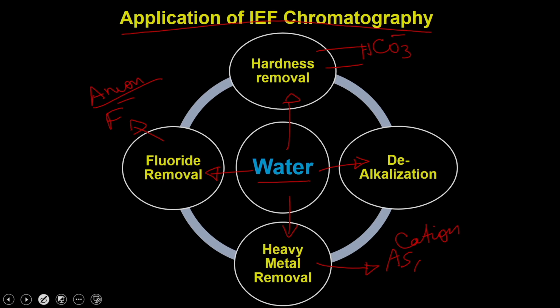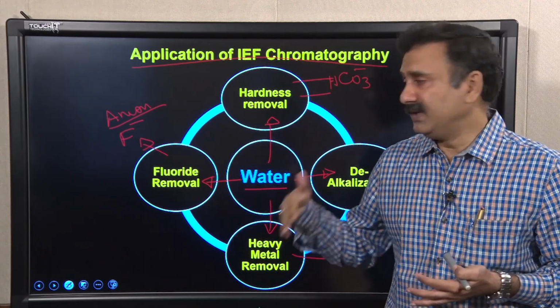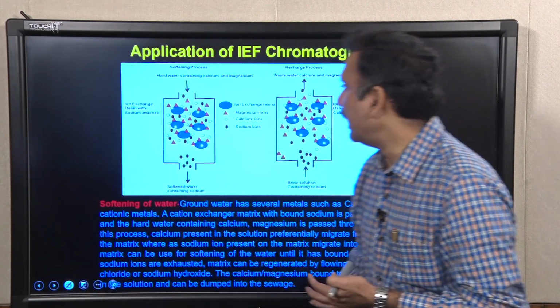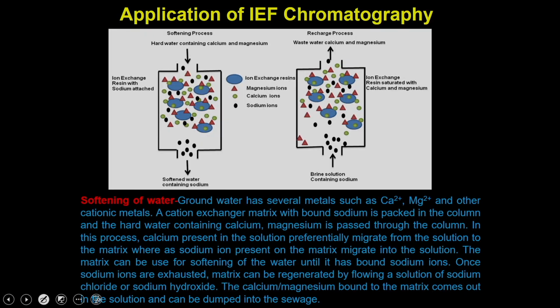These are ions present as impurities in the water, and the heavy metals fall under the category of cations. So, when you flow the water through the ion exchange matrix, whether it is an anion exchange matrix or a cation exchange matrix, you can purify it or remove these substances. Let us take an example of how you can remove the hardness and make the water softer. Groundwater has several metals such as calcium, magnesium and other cationic metals.